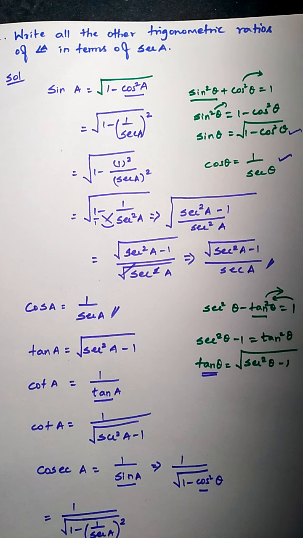Okay, hence the answer is over. Further, if you want to simplify this, if you square all, applying for both, finally you will get the answer secant A by root of secant square A minus 1 as the final answer. Okay, so hence all the ratios we completed.